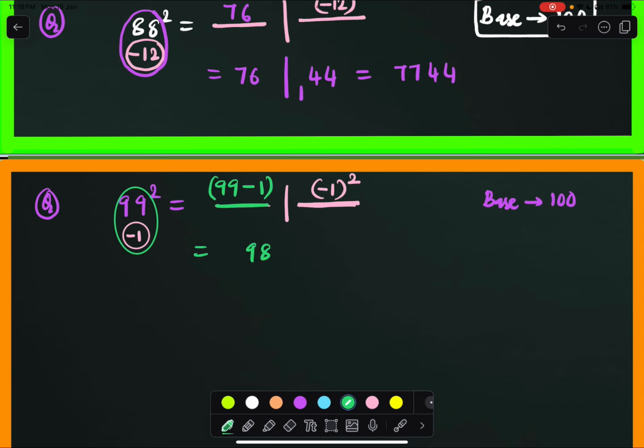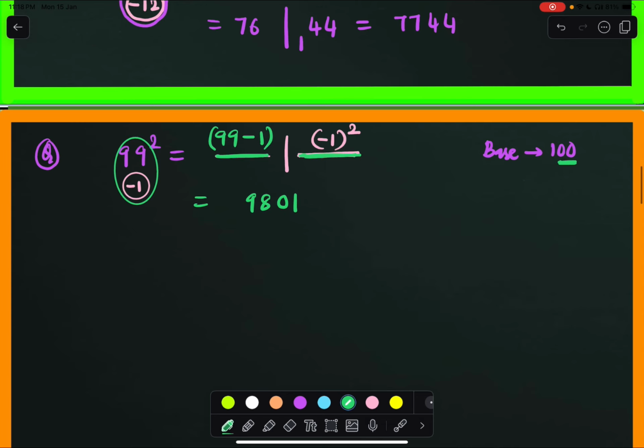Here 98 we will get. Here we can't write just one value. We need to write two digits. So 1 we need to write like a 2-digit number. So I can write this value as 01. Therefore I am getting my number in this format. So 99 square is equal to how much? Here we are getting 9801.